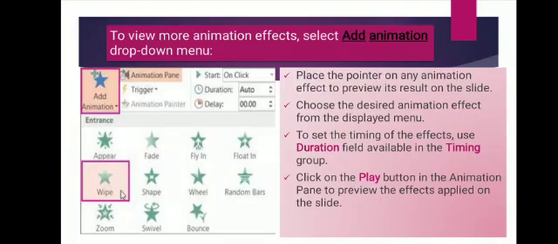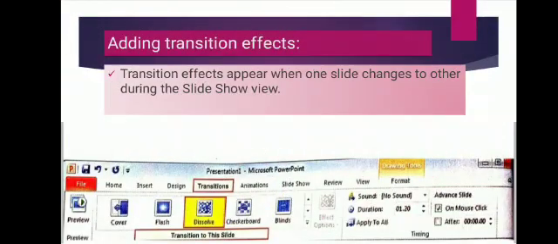Now you might have noticed in this video, whenever the slide changes, it shows the peel off effect. This is the peel off effect. So what are these effects and how can we insert them? These are called transition effects. Transition effects appear when one slide changes to another during a slideshow. It means the effect between the two slides when it changes into the other one.